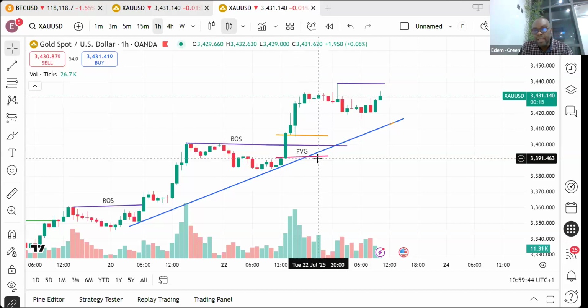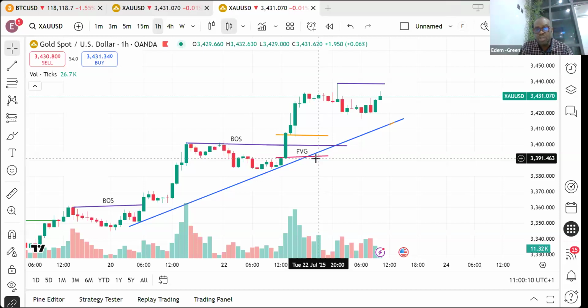Another thing to know when trading a fair value gap is to make sure that the fair value gap has never been invalidated. Once a fair value gap is invalidated, meaning price has come and touched that zone, it means that the fair value gap will no longer be respected. Okay, so that is it. This is the manual way of identifying your fair value gap.